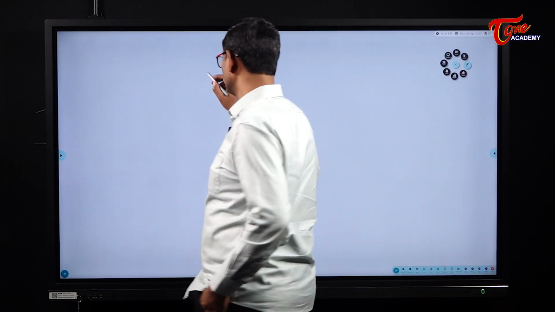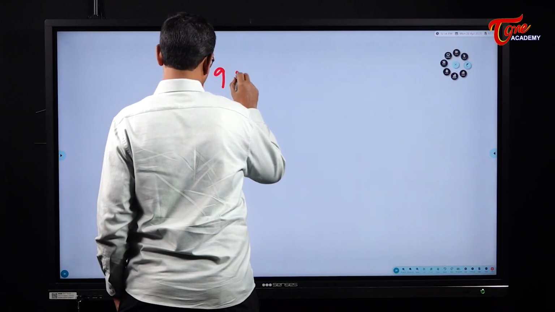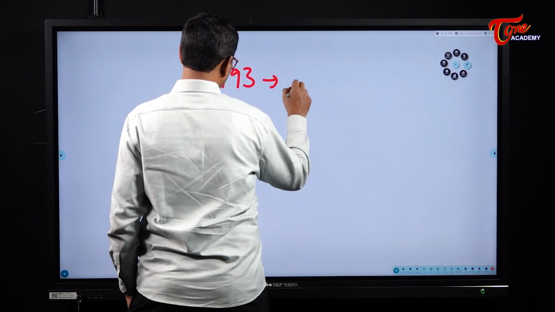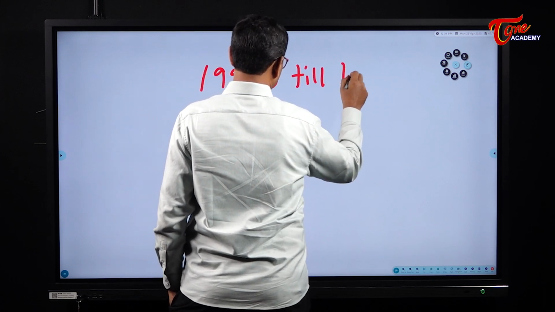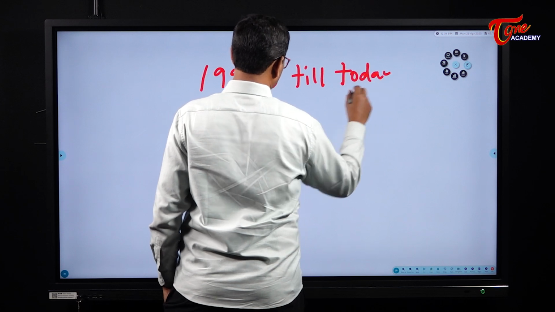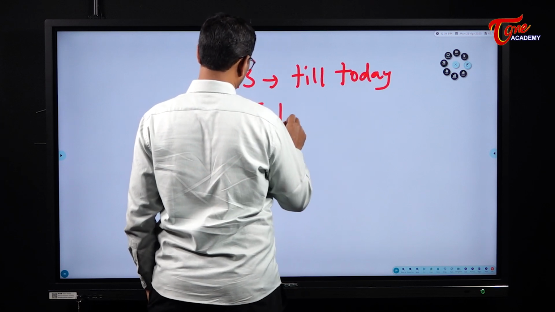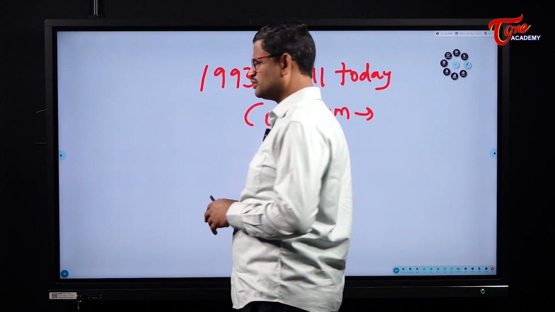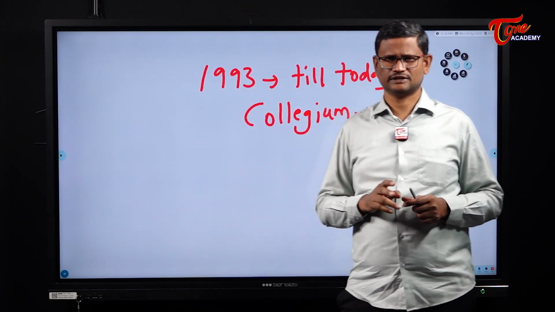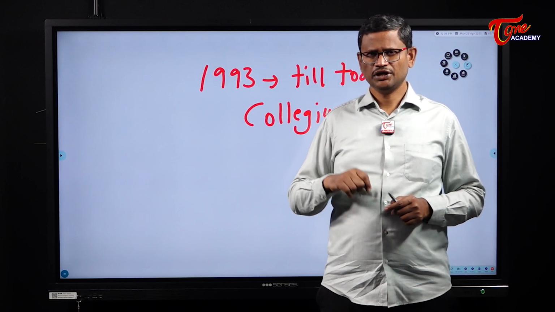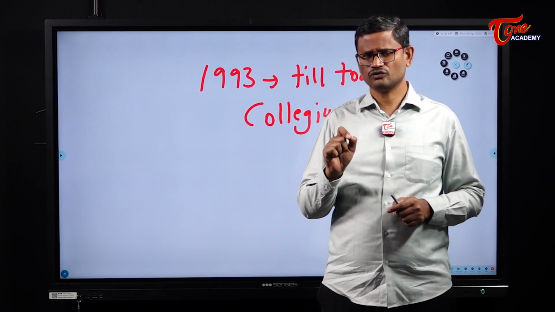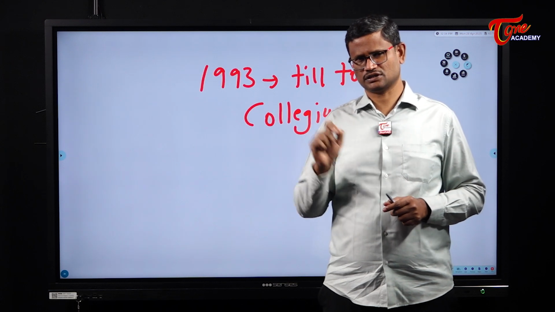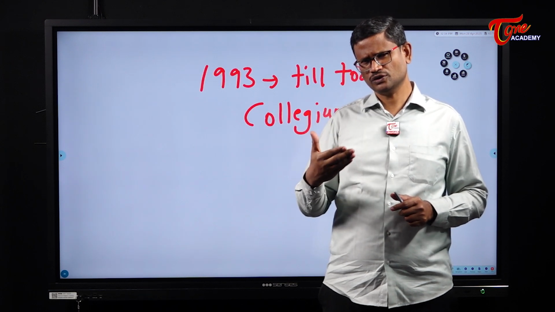Then in India, from 1993 till today, we have the system of collegium in place. And I told you what is collegium. See, the system of collegium is very much criticized because India is the only democracy in the world where judges appoint judges. In no other democracy you see this.